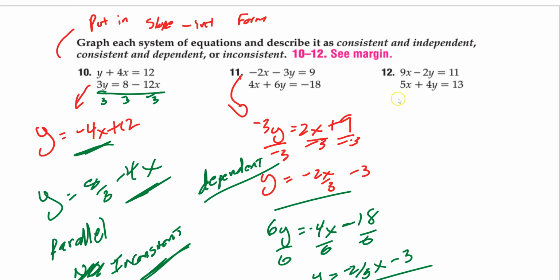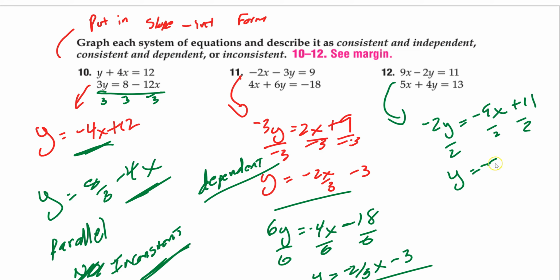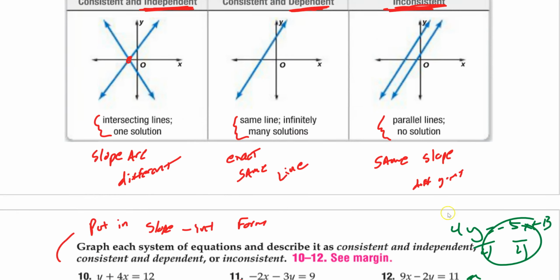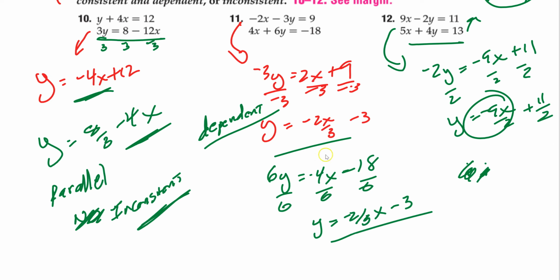And you probably could guess by now this is going to be independent, but we can do it real quick. So let's solve for y. Negative 2y equals negative 9x plus 11, divided by negative 2. You get y equals negative 9x over 2 plus 11 over 2. If I do it for this one, 4y equals negative 5x plus 13. Divide by 4. Slopes are different. So these two are, sorry, they intersect. We call that independent. Independent is the proper name for that.